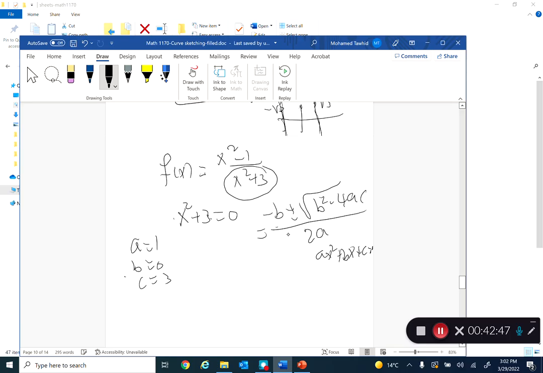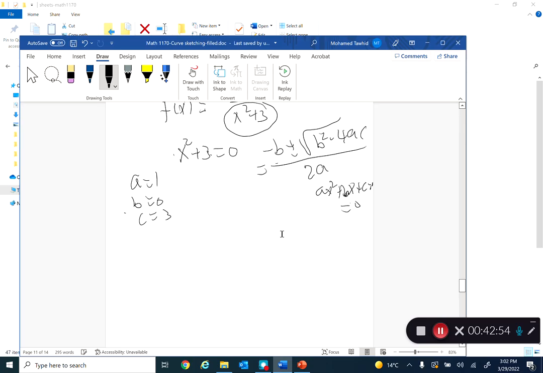So the coefficient of x, your b here, is 0. If I use the quadratic formula, you get negative b, which is 0, plus or minus the square root of b squared, which is 0 squared, minus 4ac. What is your a? 1. What is your c? 3. The whole thing is divided by 2a, which is 2 times 1.